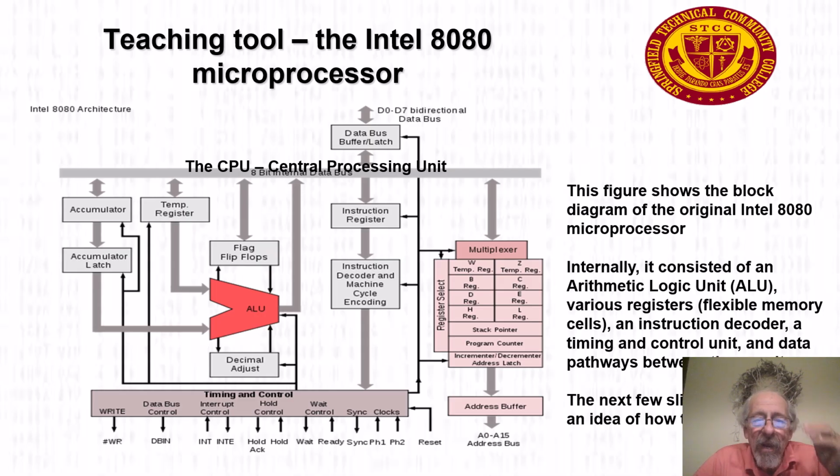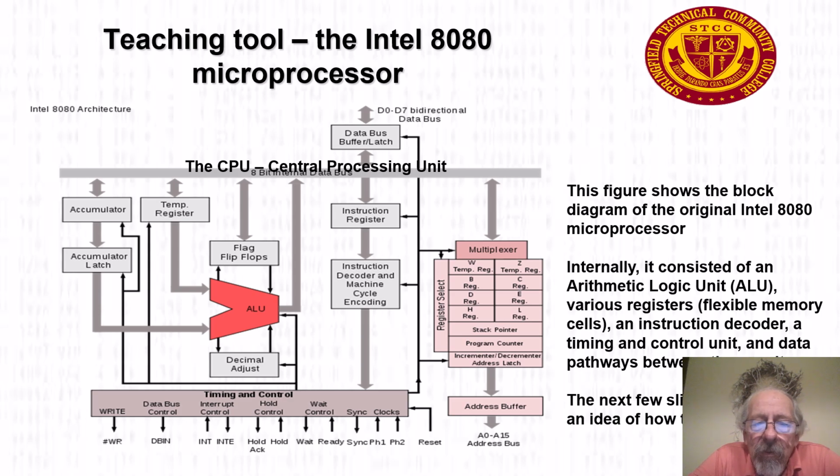If you take a look at the diagram, what you see is the CPU, or central processing unit. The big red ALU, arithmetic logic unit, is kind of the heart of that. Over to the right there is a bunch of registers, W and Z, temporary registers they're called. The B register, C register, D register, E register, H and L registers, a stack pointer, program counter, an incrementer-decrementer, address latch, an address buffer, and that leads down to the bottom right-hand corner of A0 through A15 address bus, or 16 binary bits.